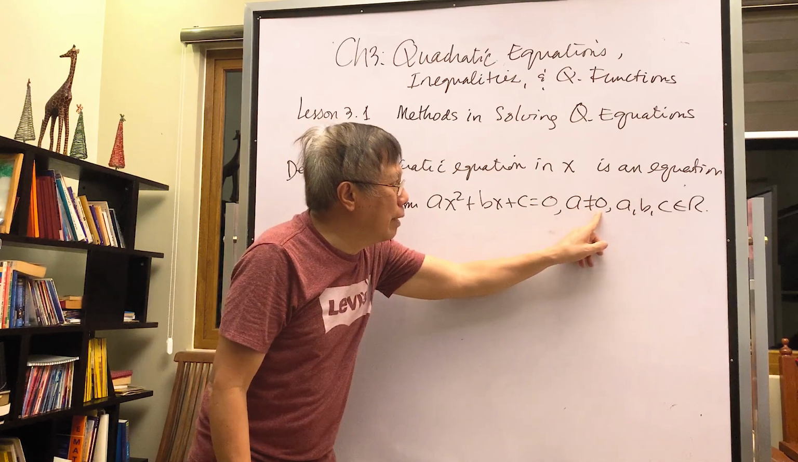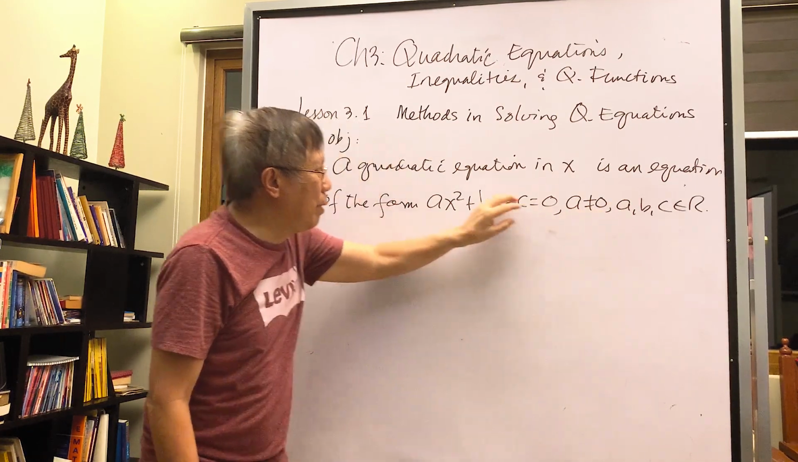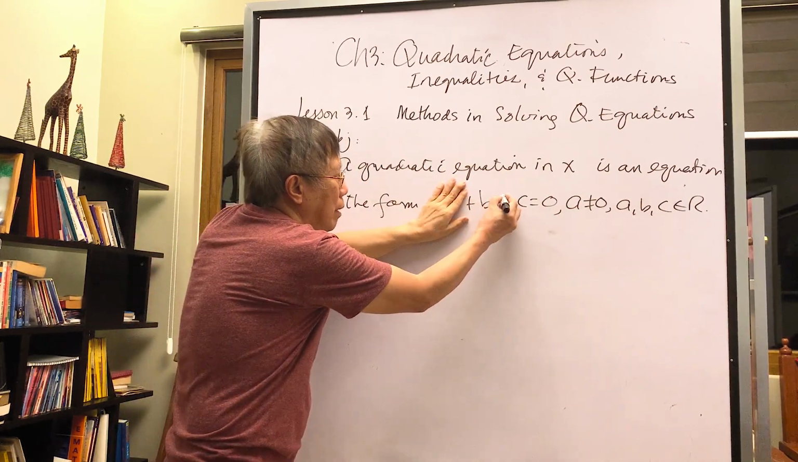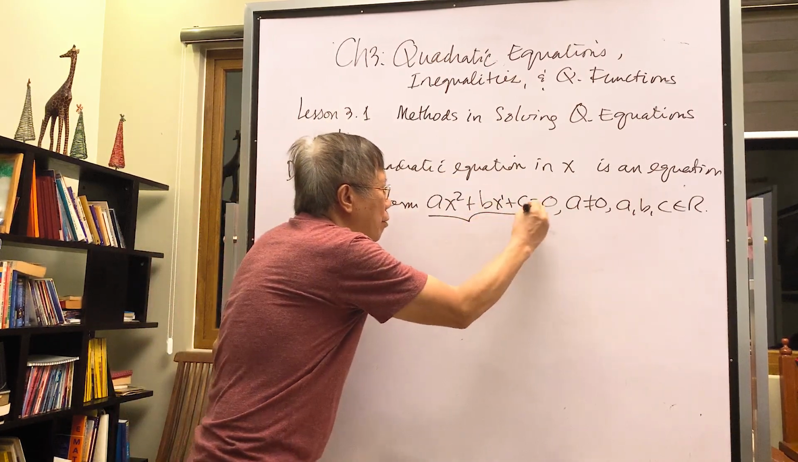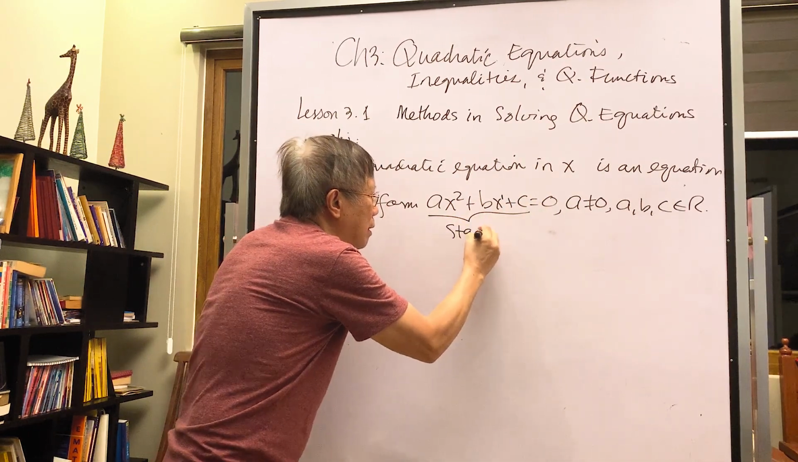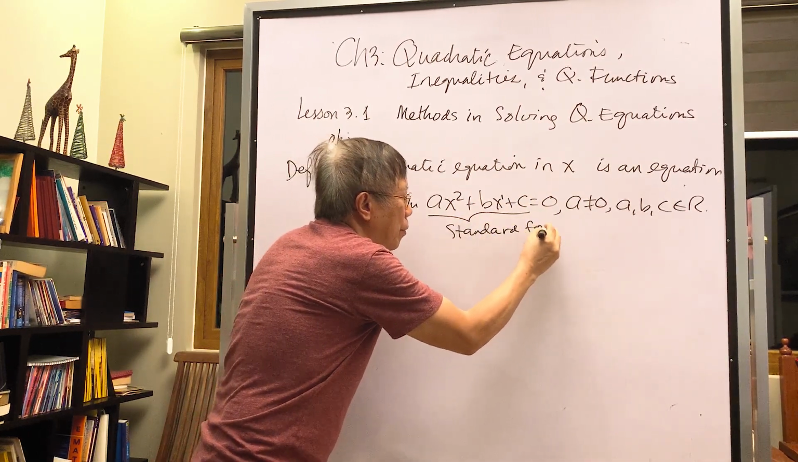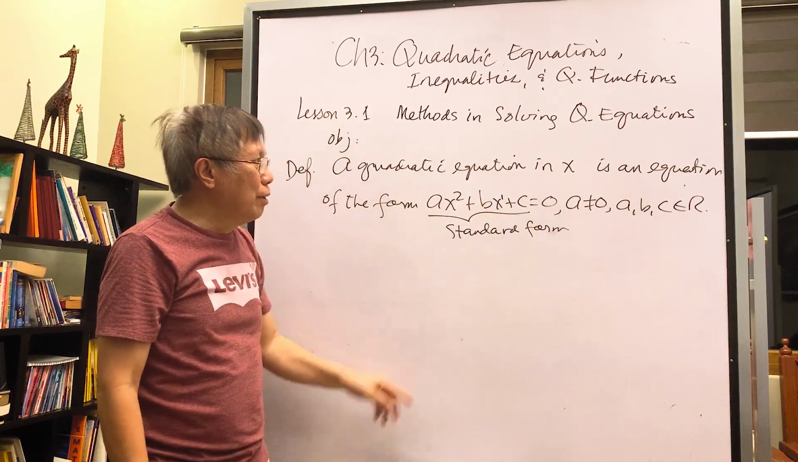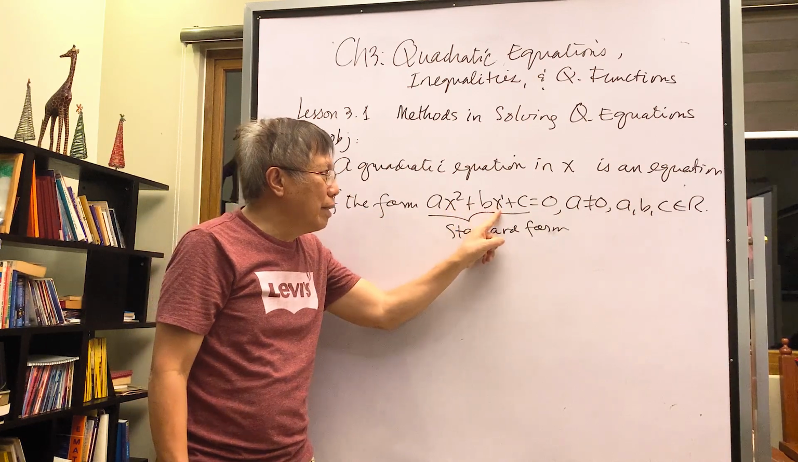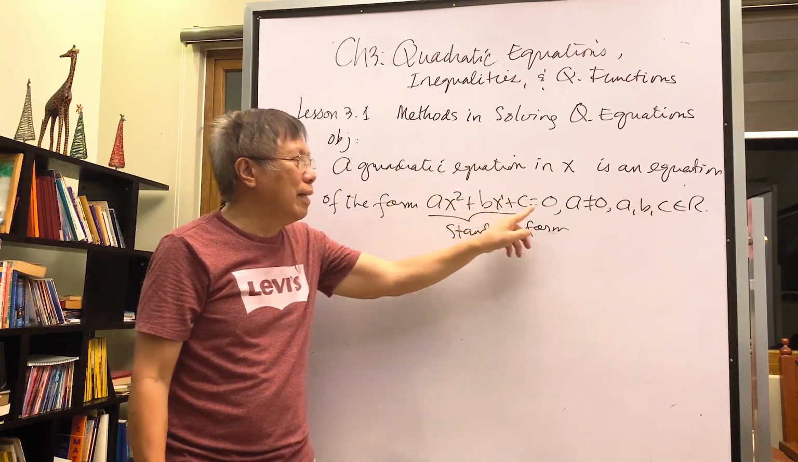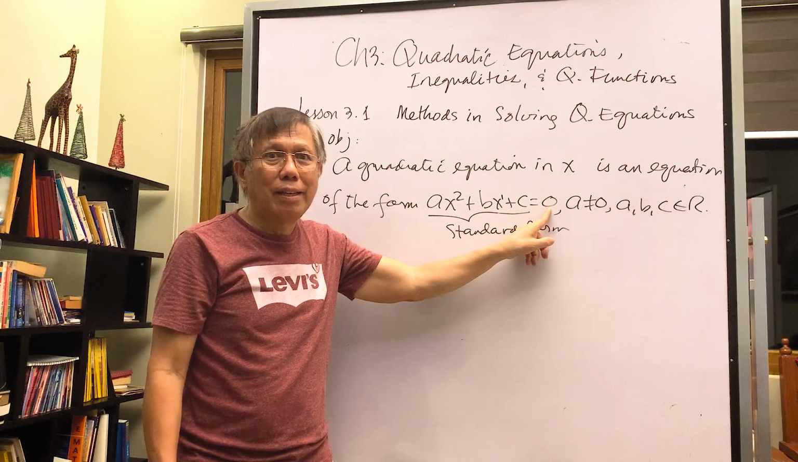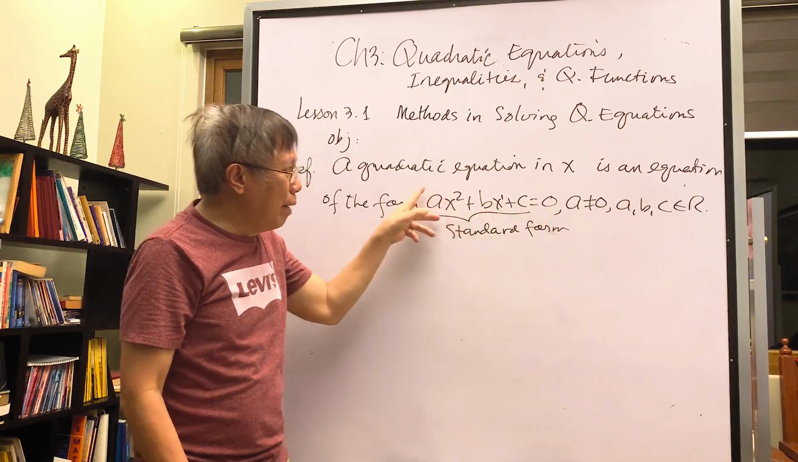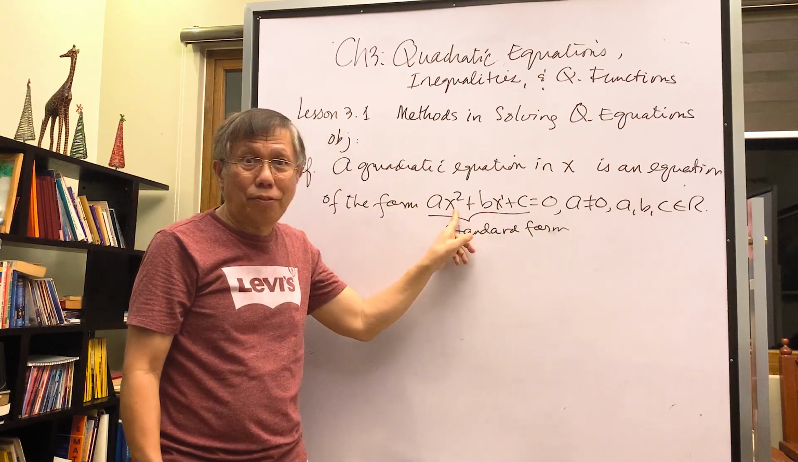We require that a is not equal to 0 because if a becomes 0, this equation becomes linear in x. This form here we call the standard form. To solve a quadratic equation means to find the value of x that will make our left hand side equal to 0. And there are several methods in arriving at the value of x for such an equation.